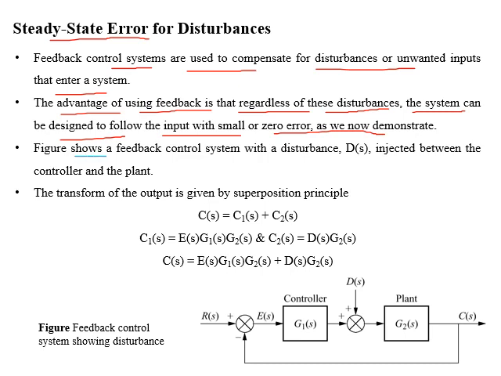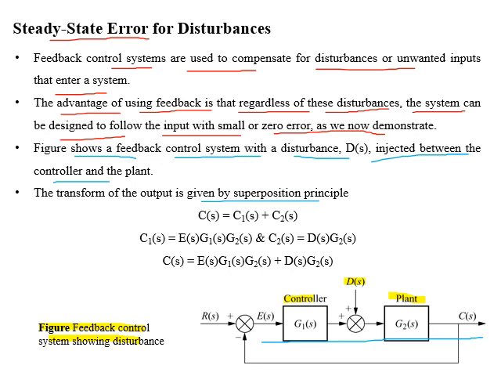Now we will study how these systems show compensation toward disturbances. In the figure, we have a feedback control system where D(s) is an external disturbance signal injected between the plant and controller. Now we will find the output of the system. For output, we will use the superposition principle. At first, we will find output due to the reference signal, which will be C1(s), and in this case output will be equal to error E(s) multiplied by G1(s) and G2(s).